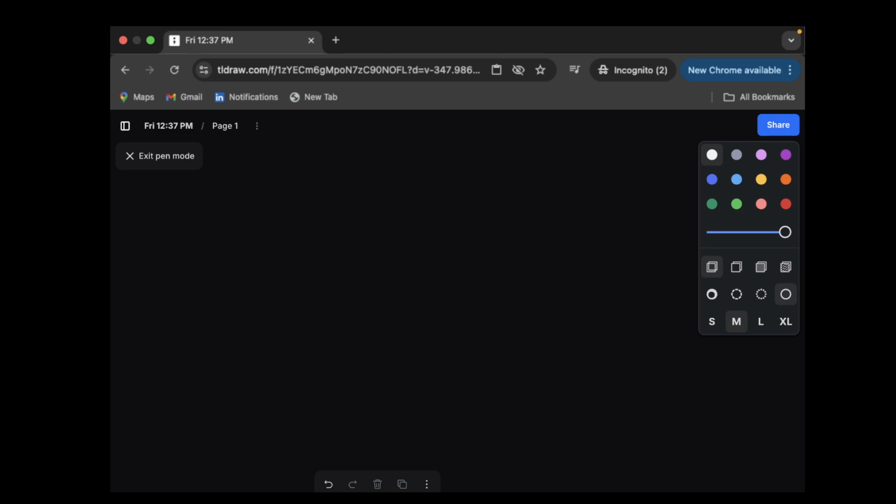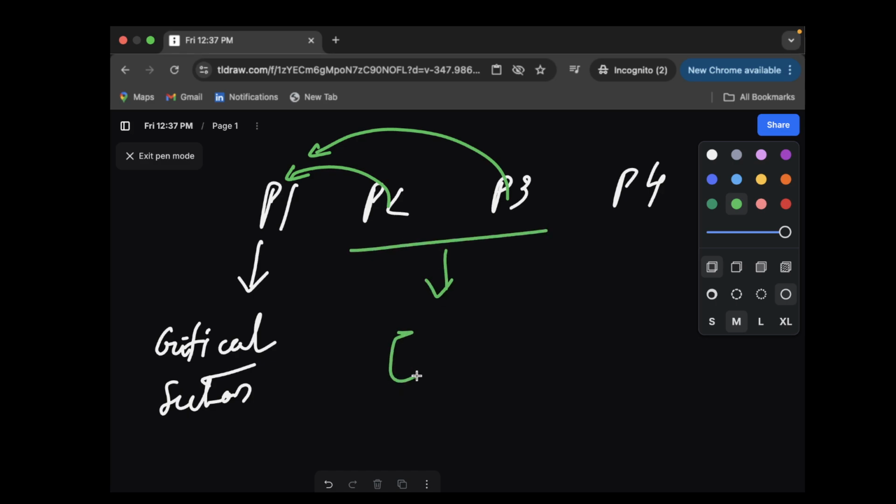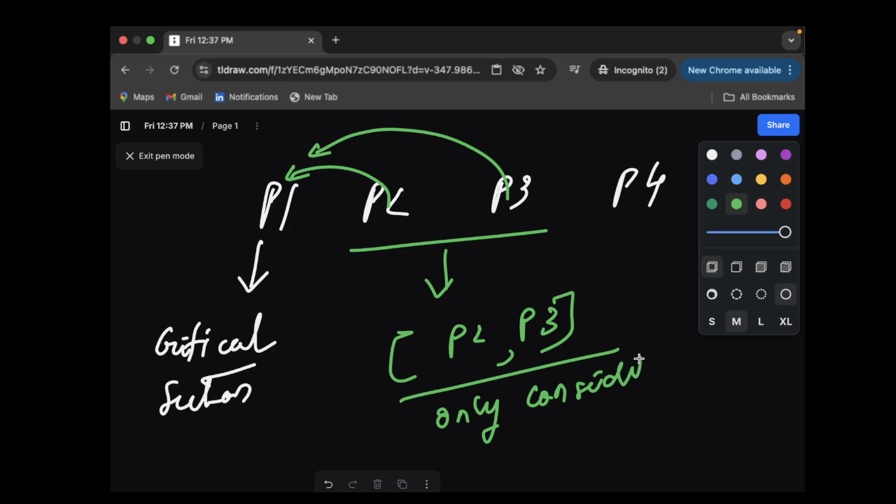So if there are processes say P1, P2, P3 and P4, and P1 is not in its critical section, and P2 and P3 want to enter, then the decision should be made by only considering P2 and P3. So only consider P2 and P3.